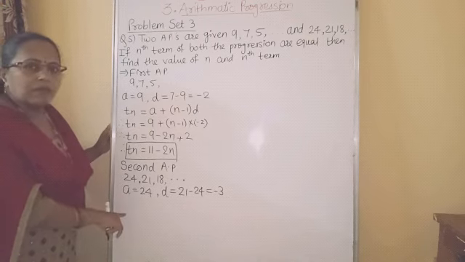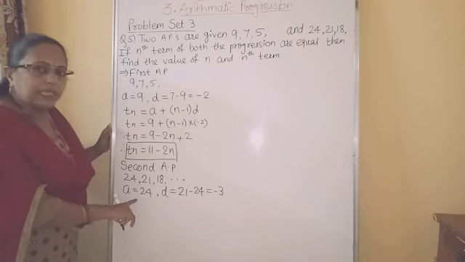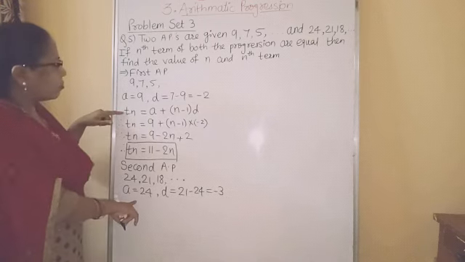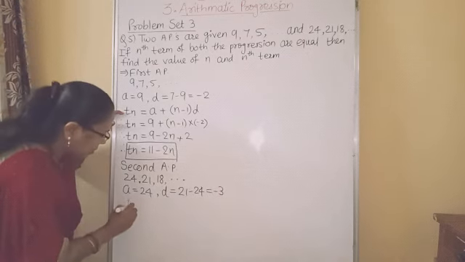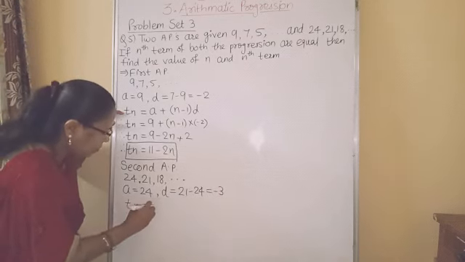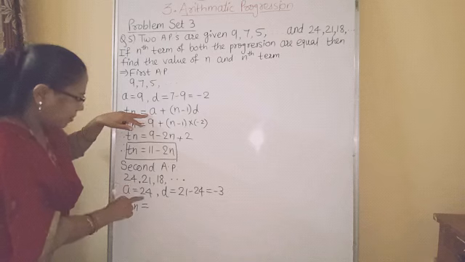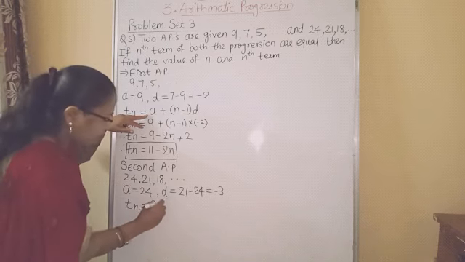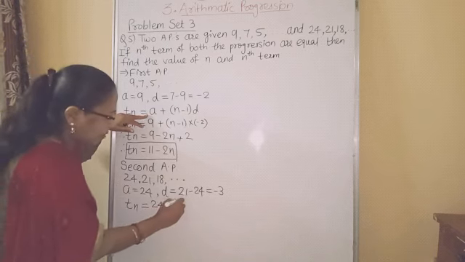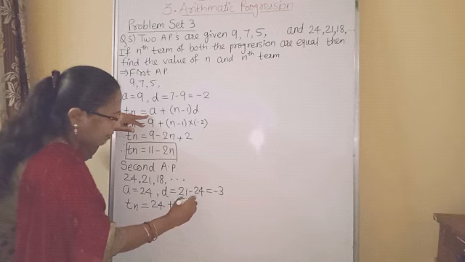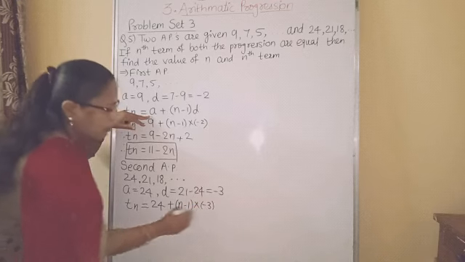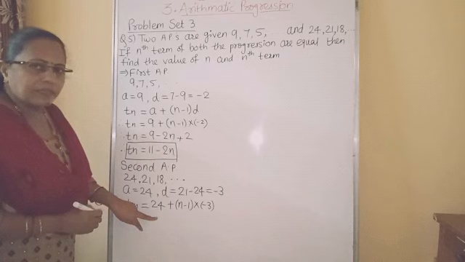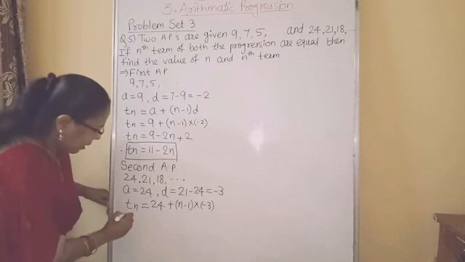Now we will find out the nth term of this AP. So again we have to use the Tn formula. Okay, so Tn is equal to A, which from this AP is 24, plus n minus 1 into D, which is minus 3. Follow this step.